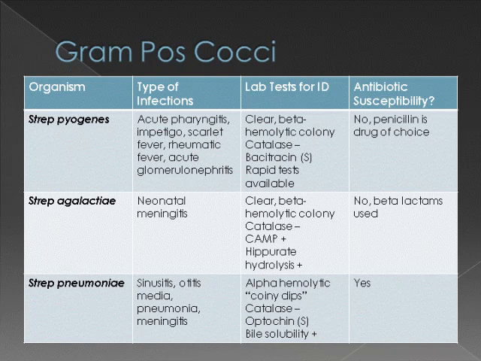And finally, we have Strep pneumoniae. This one causes sinusitis, otitis media, pneumonia, and can cause meningitis. This is an alpha hemolytic colony on blood agar. It may look like a little donut or dip-shaped, so they call them coin dips. They are catalase negative, they are sensitive to optochin, and they are bile solubility positive. And antibiotic susceptibility is needed for this one, as this organism can be resistant to many types of antibiotics.